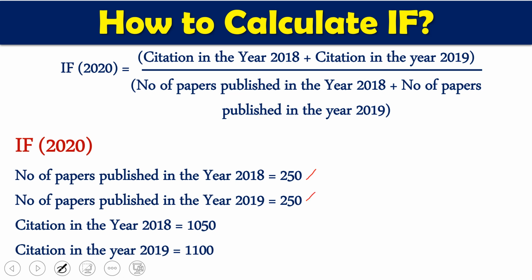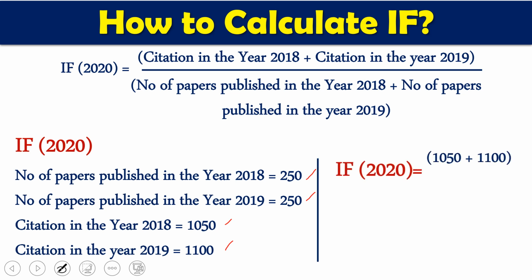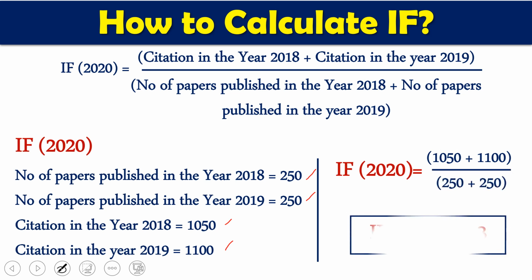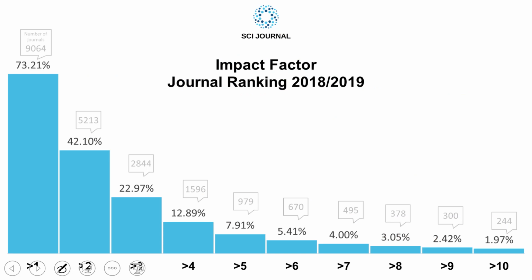Citations received by this journal in 2018 is 1050, and in 2019 is 1100. According to the formula, first I will add the total number of citations in 2018 and 2019. It will be divided by the total number of articles published, and that will give the impact factor. According to this data, the impact factor of this particular journal is 4.3.